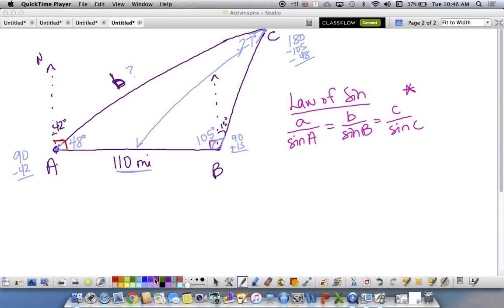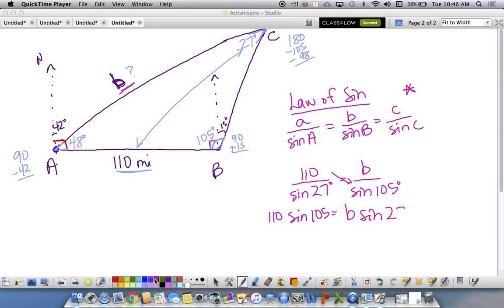This one didn't ask you to find the whole triangle. This one just asked for what is side B. Okay, so we're going to start with a ratio that I know, which is the C. So I know 110 side over sine 27 degrees equals, I'm looking for B, so I'm just going to use B over sine 105 degrees. Okay, I'm going to cross multiply because that's how we solve proportions. 110 sine 105 equals B sine 27.